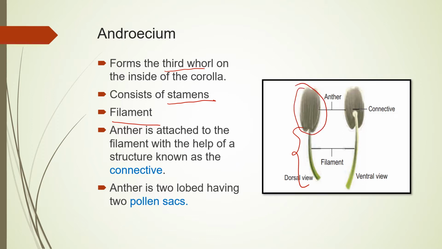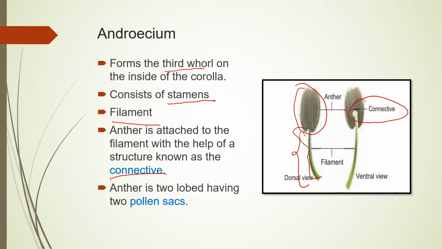The anther is attached to the filament with the help of a structure which is known as the connective. So what is connecting the anther to the filament? That is the connective. It is a new term which you are learning now. So what is present in the anthers? This is the anther, this part is the filament, and the part which joins them is called the connective.